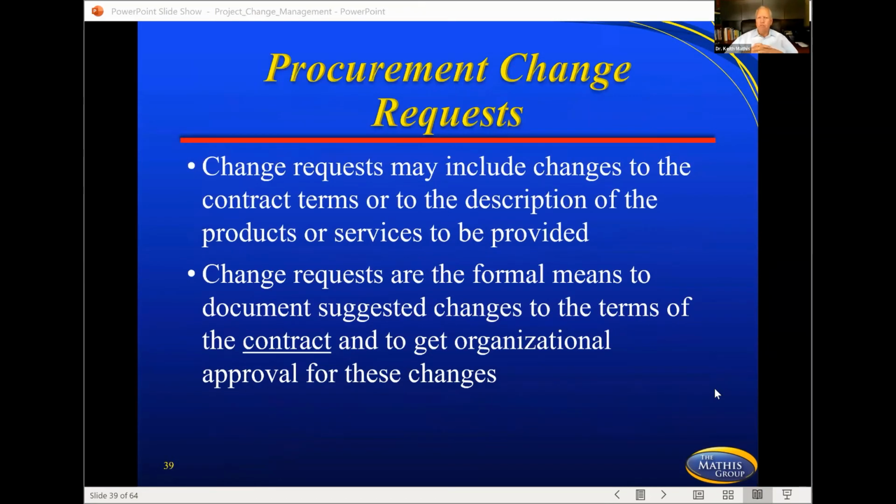Occasionally you'll have procurement change requests. Change requests may include changes to the contract terms or to the description of the products or services to be provided.